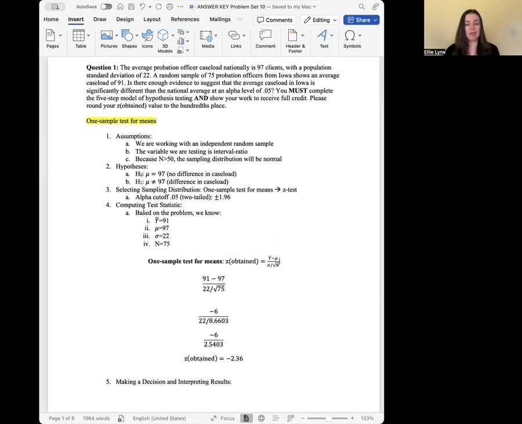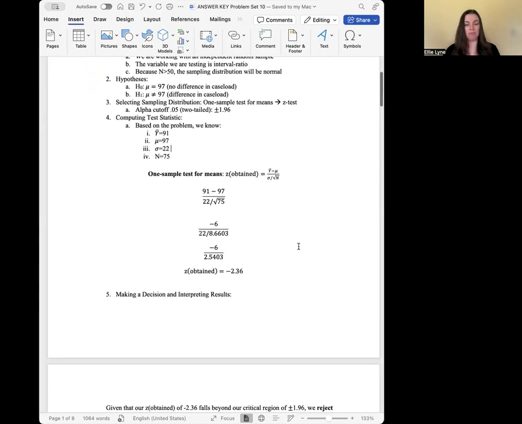And so with that being said, I can revisit the question itself and pull all of this information out. I know that my sample average was 91, so average caseload from Iowa was 91. Our national average was 97. Our population standard deviation was 22. And lastly, our random sample from Iowa was 75 probation officers. So those are the 4 pieces of numerical information that we need in order to work through our computation step.